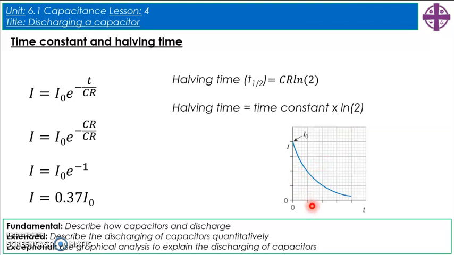So the halving time would be the time for the current to fall to here. So this is half, and that would be that time. The time constant would be for this to go to 37% of its original value, so that would be about here. So that would be the time constant.